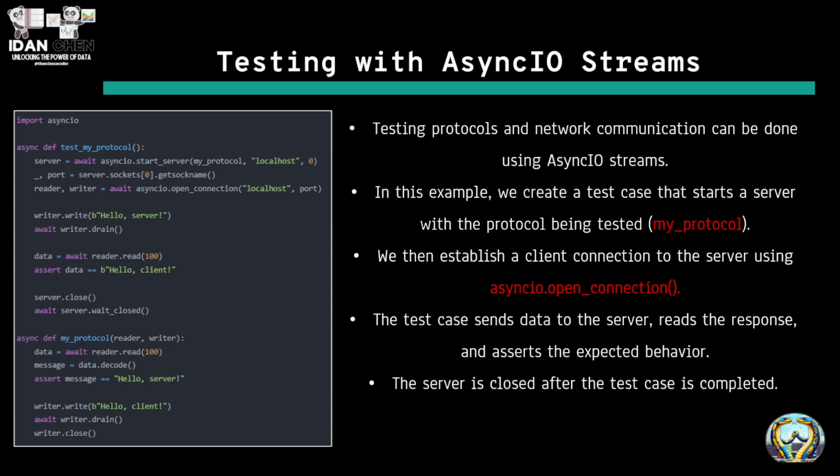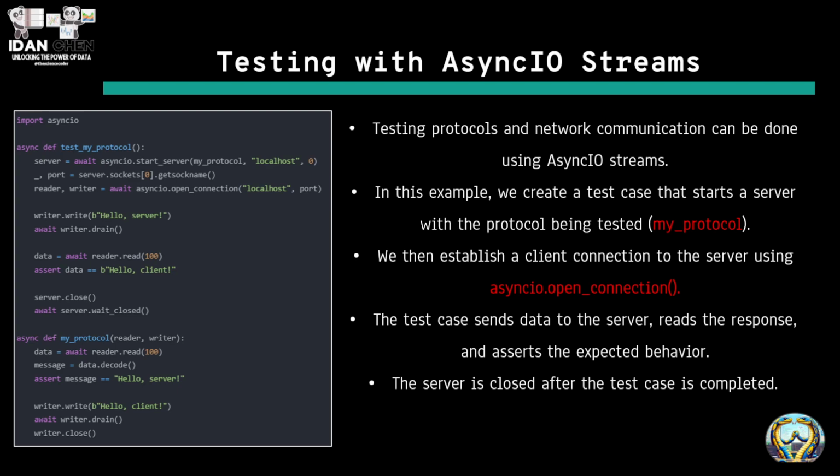So we have the myProtocol function that gets a reader and a writer. From the reader, it reads the first 100 bytes and decodes the data. It checks if the actual data after the decode is "hello server". If it's right, the test has passed, and if not, the test doesn't pass. After that, the writer writes back to the client, "hello client", using drain to send back the ACK, and then closes the writer.